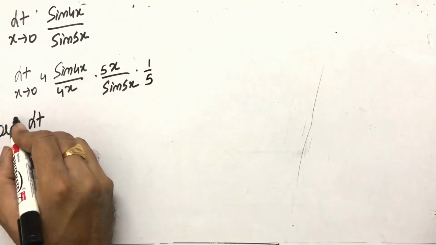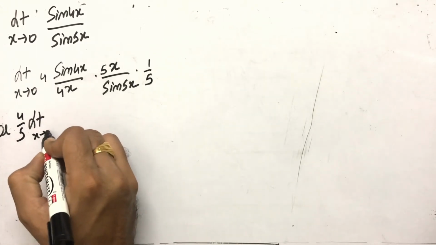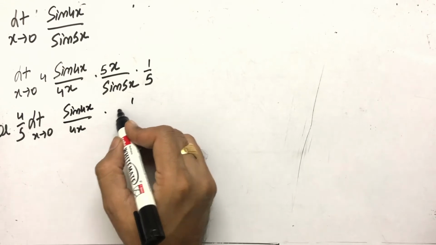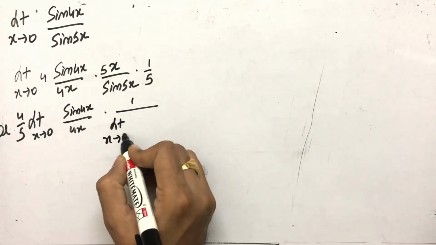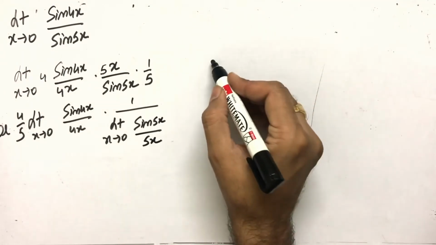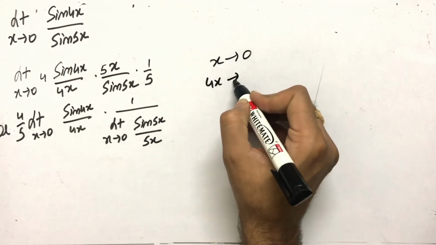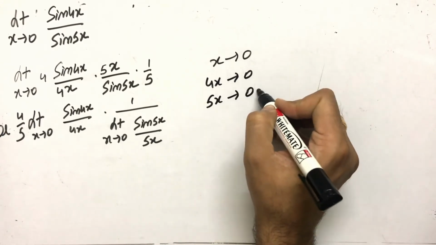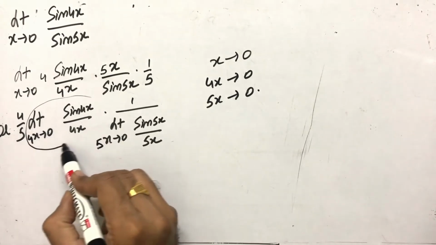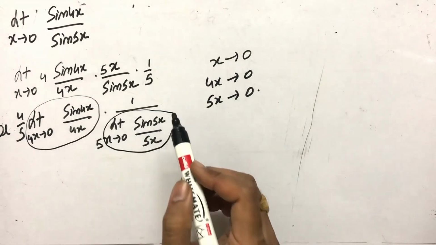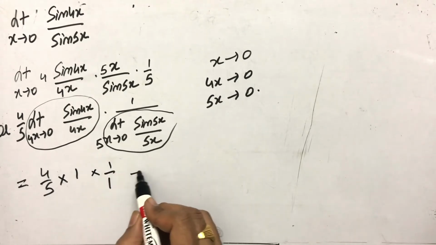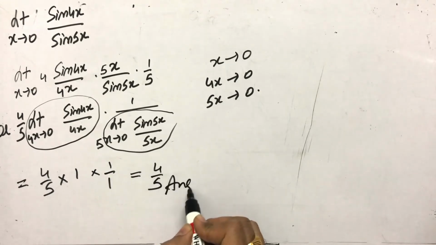So the constants can be written outside. 4 by 5, limit x tends to 0 sine 4x upon 4x, as well as limit x tends to 0 sine 5x by 5x. So as earlier, if x tends to 0, 4x will also tend to 0 and 5x will also tend to 0. So we easily write 4x here and 5x here. So putting the formula, this is 1 as well as this is 1. So we are left with 4 by 5 into 1, 1 by 1. 4 by 5 is the desired answer.